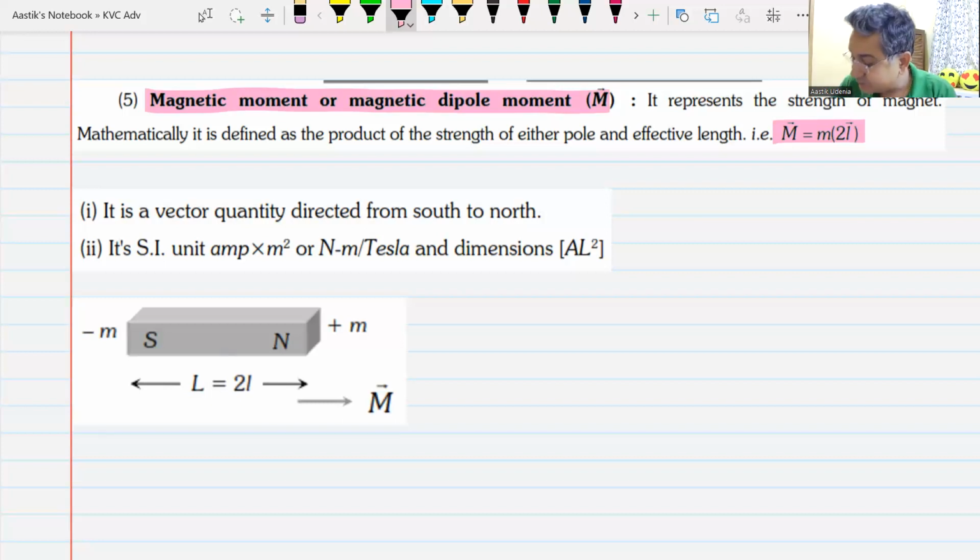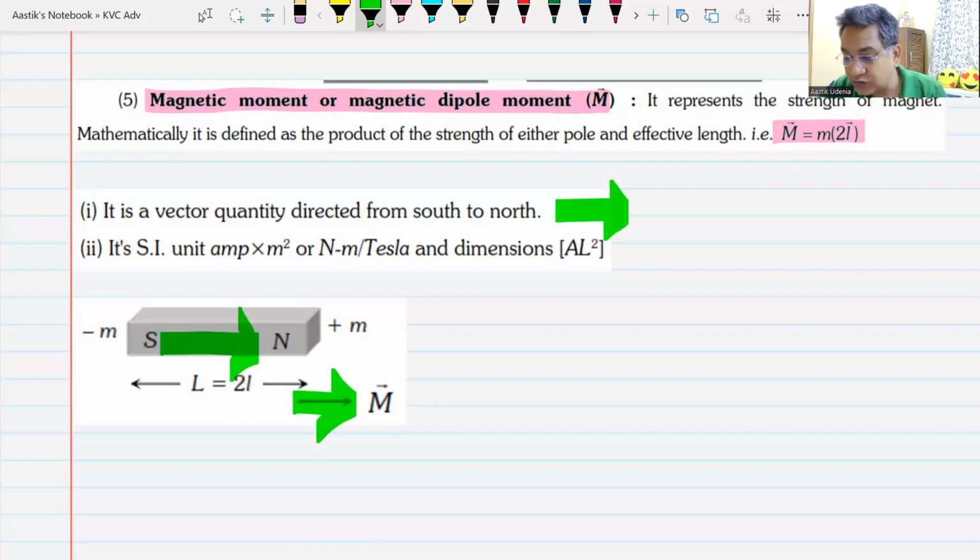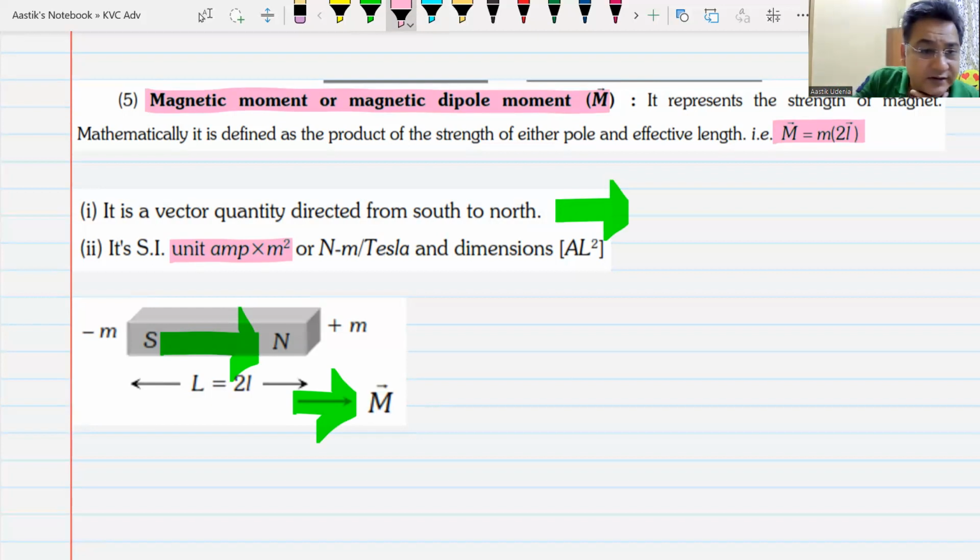This magnetic moment or magnetic dipole moment is a vector quantity and it is always directed from where to where? It is directed from south to north. Do we understand this? Yes. The SI unit of this magnetic dipole moment is ampere meter square, and the dimension is AL square. I'll give you 2 minutes to note this down. Everyone understands this? Yes, sir.